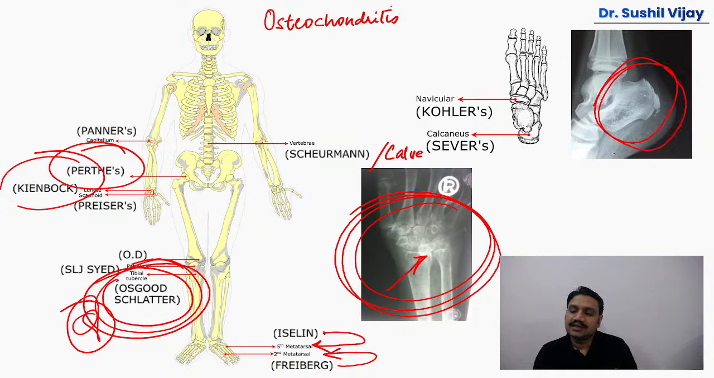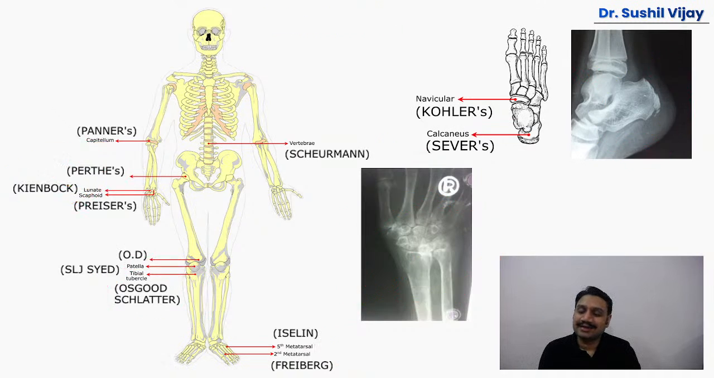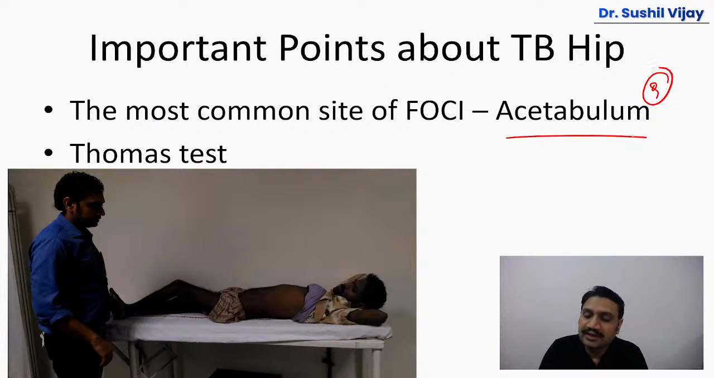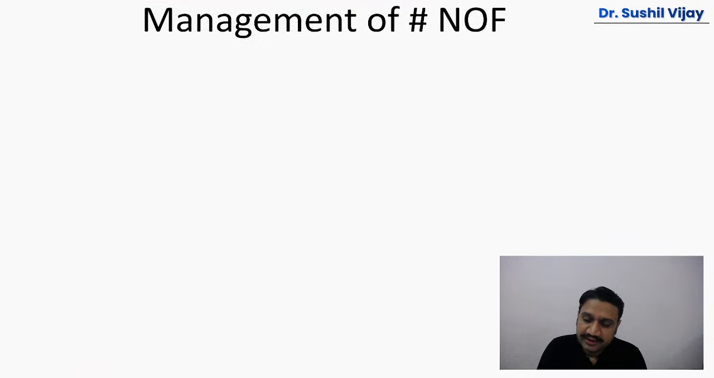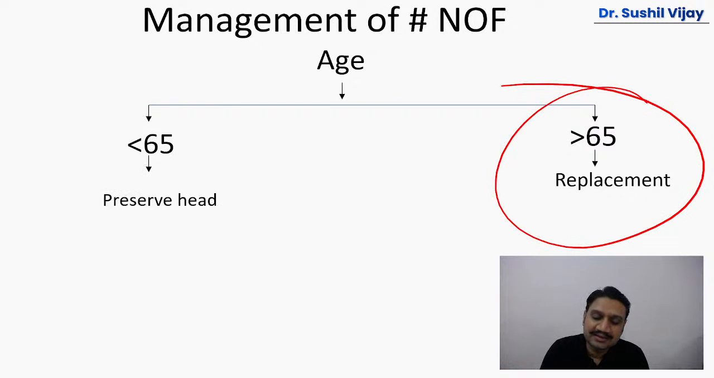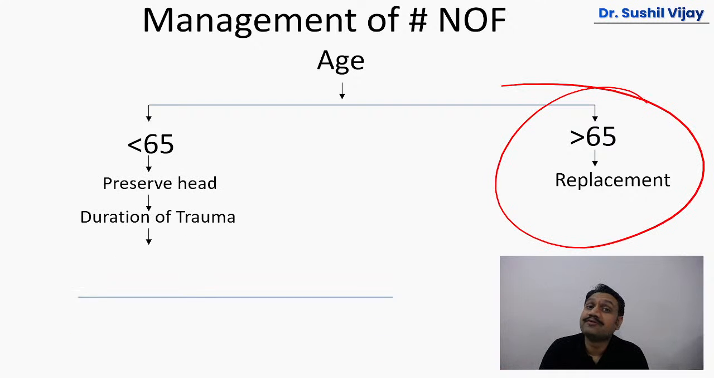Sever's like this. Osteochondritis on the back of the calcaneum, that is Sever's osteochondritis. Okay, TB hip. Whenever there is a TB hip, you know that the most common focus of infection will be the acetabulum. And the test to be done, I told you already the important question, it is the Thomas test. All right, so this is very, very important. Fracture neck of femur, it is all about managing the patient with the age. Any patient who is above 65, the treatment plan is replacement, and less than 65, we have to save the head.